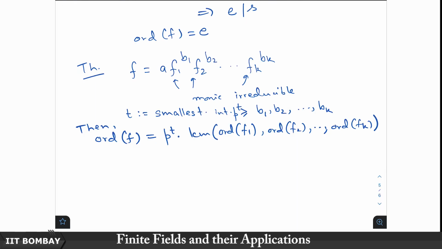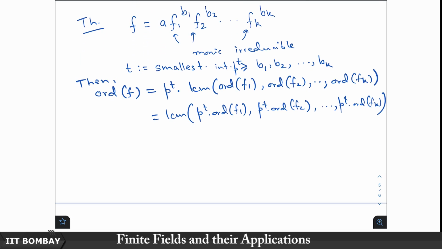It is easy to understand why this is true, if we look at this as the LCM of p^t times order of f1, p^t times order of f2, up to p^t times order of fk. p^t can be taken outside the LCM, that is a common factor. Again we will not prove this, this is quite simple to prove, we will leave it as an exercise.